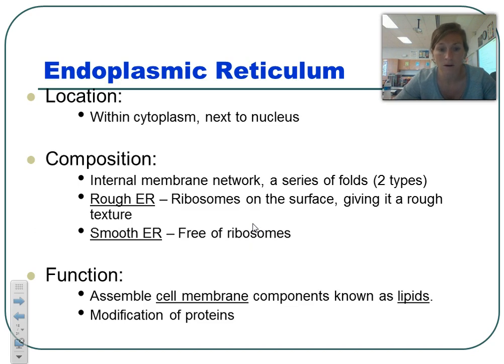The rough ER is going to help with the modification and transportation of proteins, and then our ribosomes specifically are making the proteins. And then the smooth ER is going to help assemble cell membrane components, which we remember are known as lipids. And in your pictures, the smooth endoplasmic reticulum is identified by number 8, and the rough is identified by number 3.